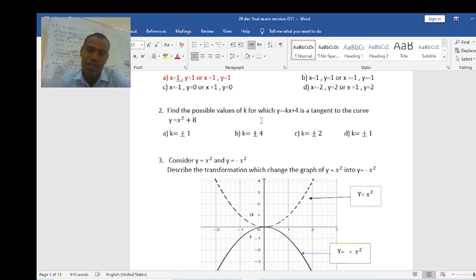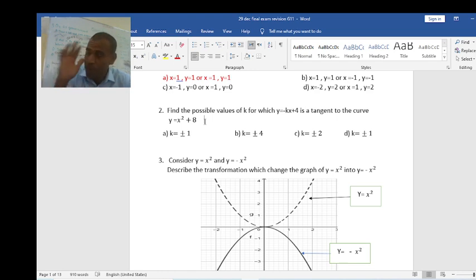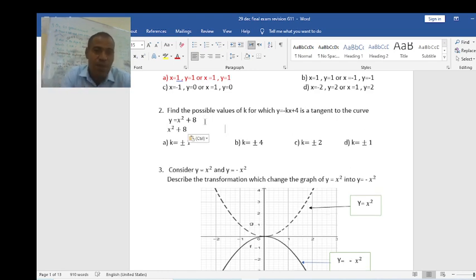For the second question, find the possible value of k for which y equal negative kx plus 4 is tangent to the curve of y equal x squared plus 8. First of all, my learners, you already know that if you have an equation that is tangent to the curve, means that its discriminant is equal to 0. So I will just write minus kx, or plus, because there is a minus, plus kx minus 4 equals 0. Clear?